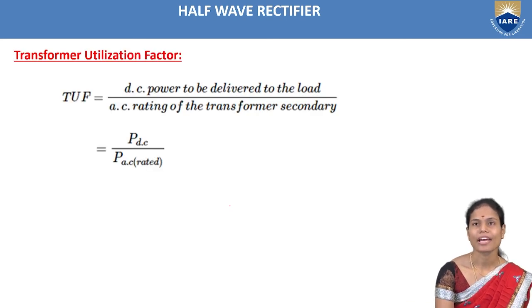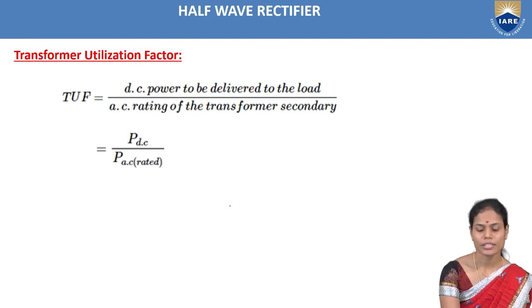And the next one is the transformer utilization factor. This transformer utilization factor indicates how much AC power is utilized in the half wave rectifier for conversion of AC to DC. To find the transformer utilization factor, we have the formula: DC power delivered to the load divided by the AC rating of the transformer secondary. That is equal to PDC by PAC rated.